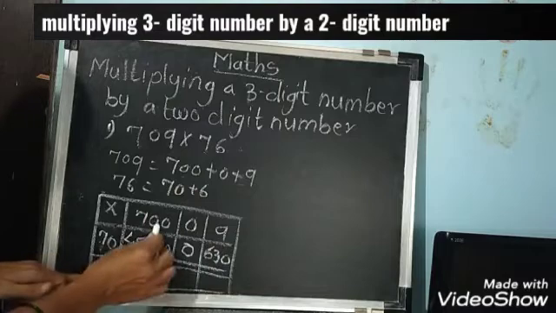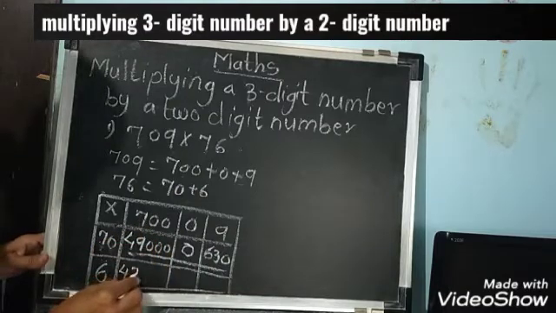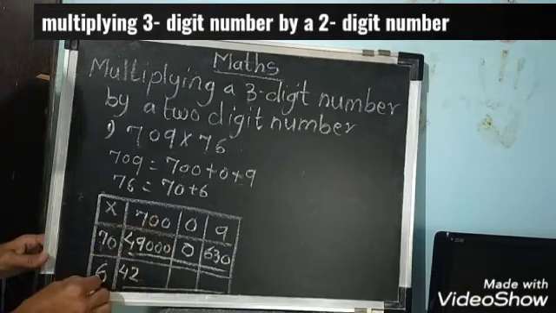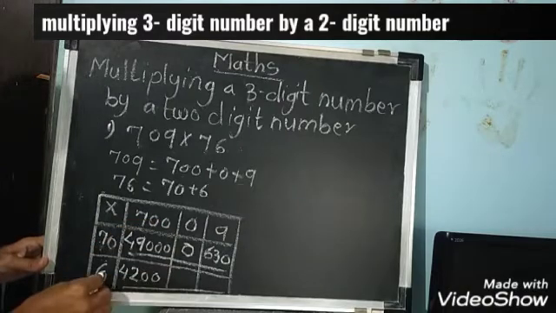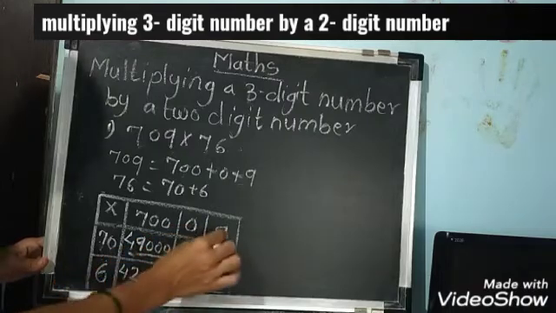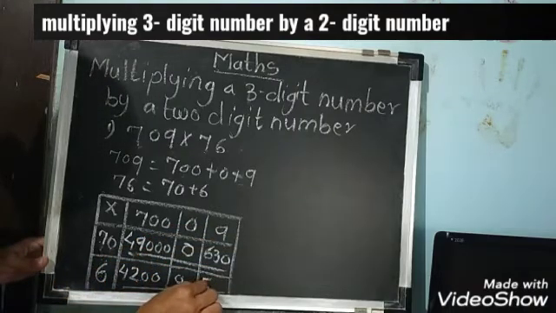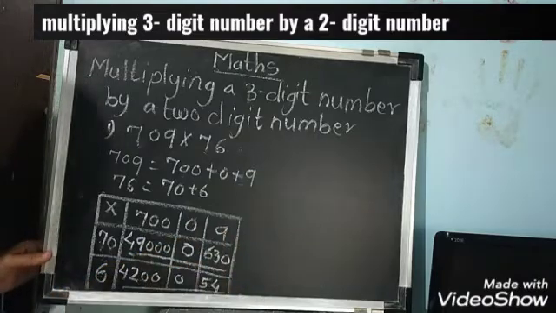This answer I want, so go straight. 7 sixes are 42, and in both boxes how many zeros? 1, 2. So 4,200. 6 nines are 54. No zeros here, so don't write 0.